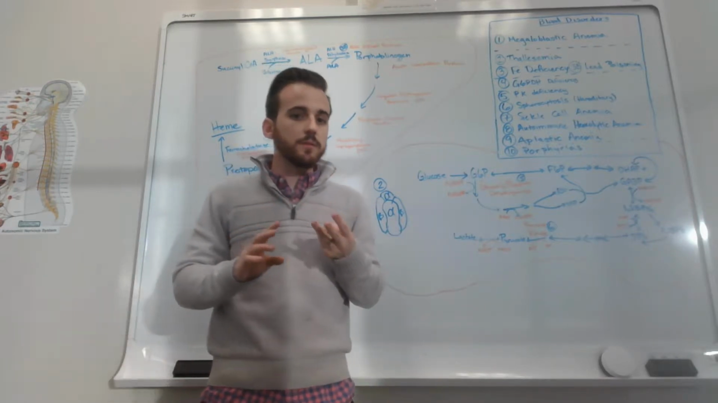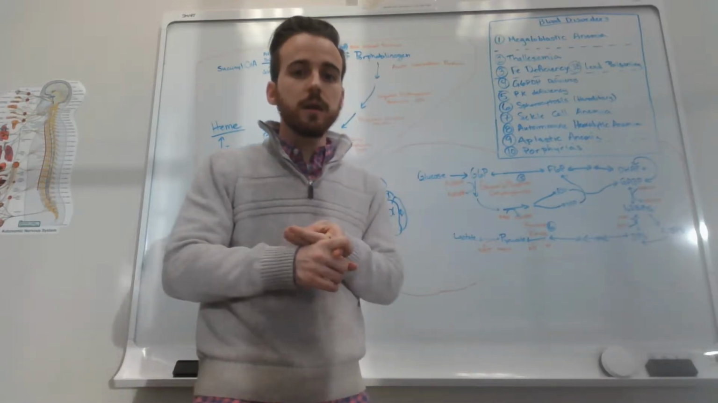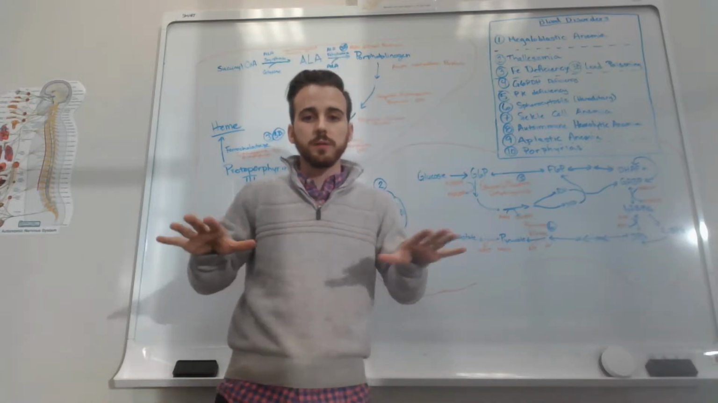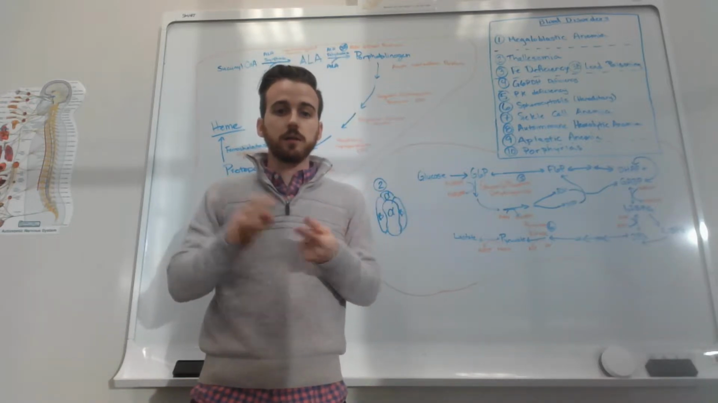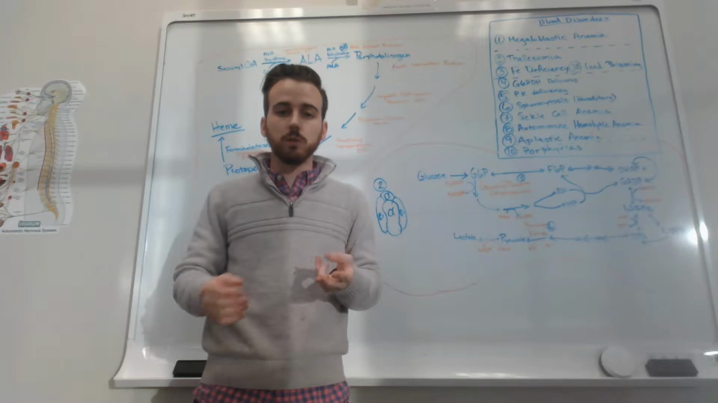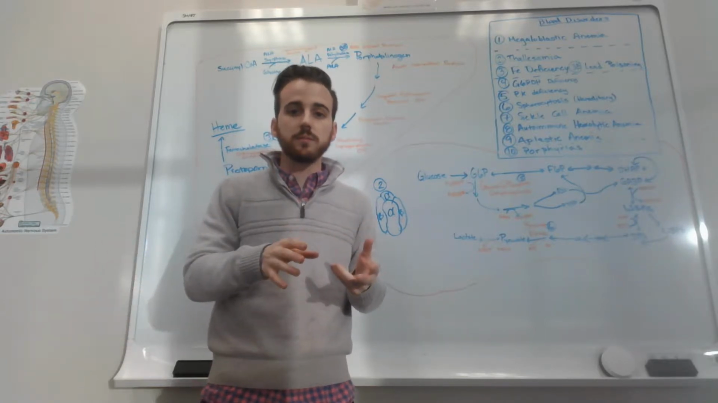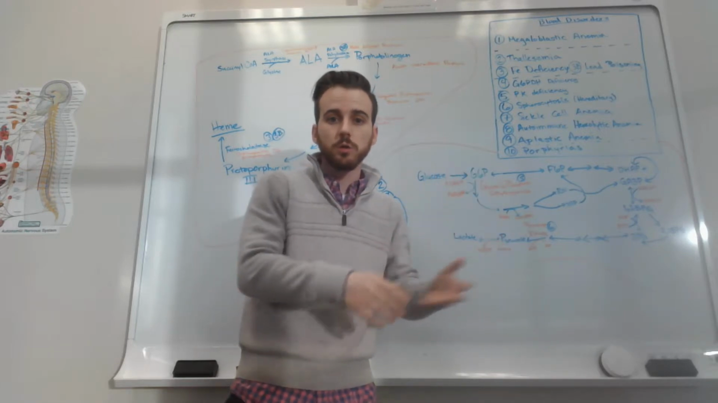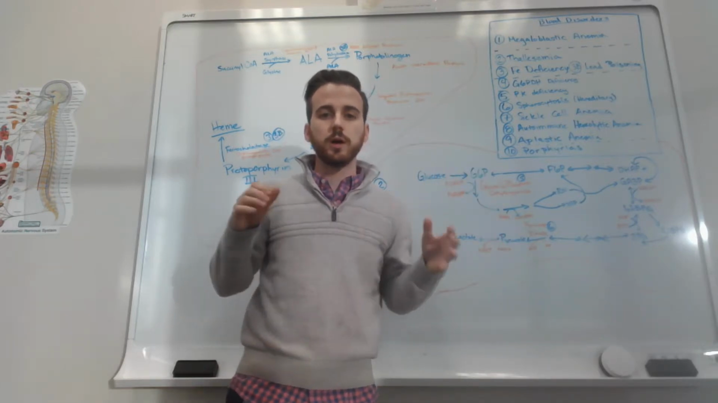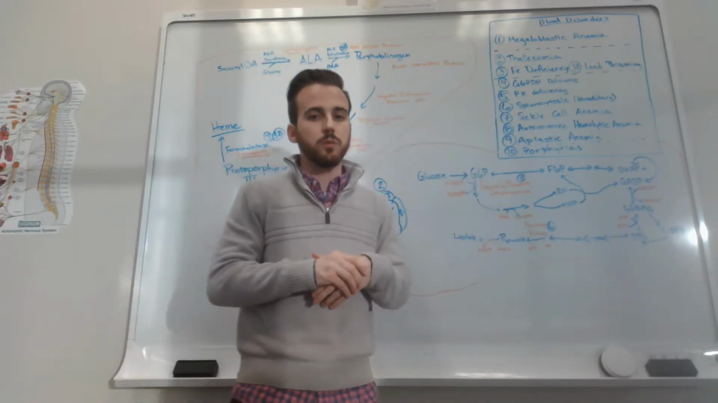And there are three different types of anemia. We've got macrocytic anemia. Macrocytic anemia means that on a red blood smear, the red blood cells are going to be larger than normal. Microcytic anemia, which means that the red blood cells on a red blood smear will be smaller than normal. And normocytic anemia, which is where the red blood cells will be normal sized on a red blood smear.